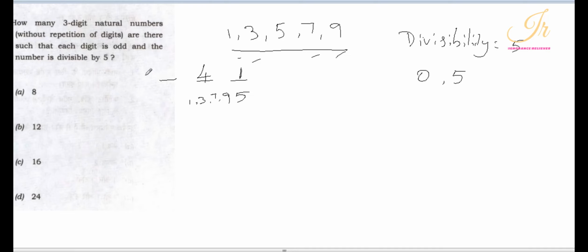And since the condition here is without repetition, we can't repeat the digit that we have used. So we have to reduce the number to 3. So if you put 9 there, you can put 1 out of the remaining 3 in this place, right? So the number of possibilities is 3. So multiply all the possibilities, and our answer is 12. So there are 12 numbers that can be formed using odd digits which are divisible by 5, right? So our answer is B.